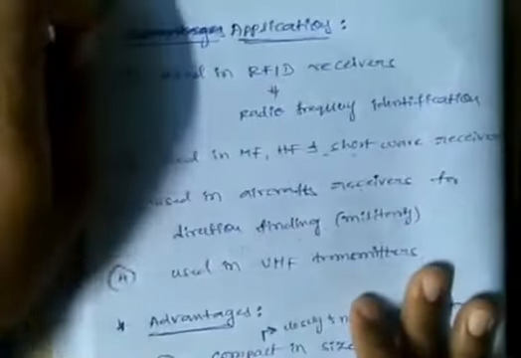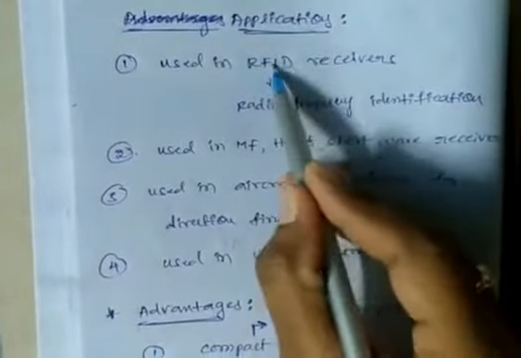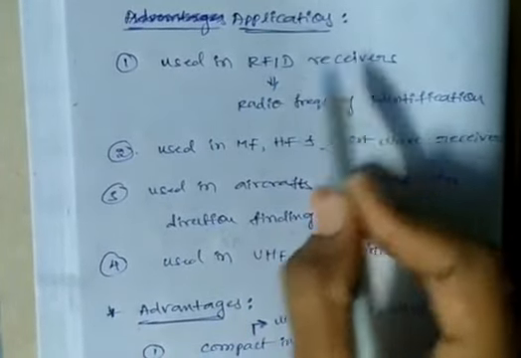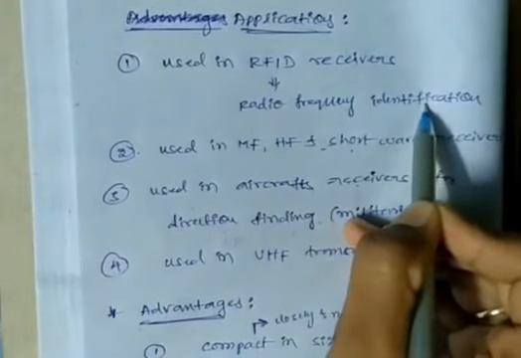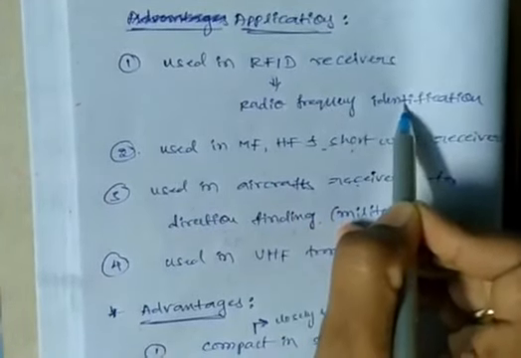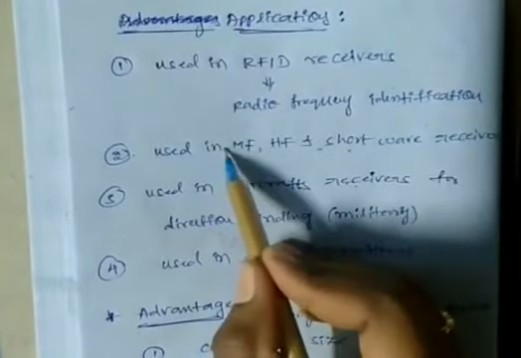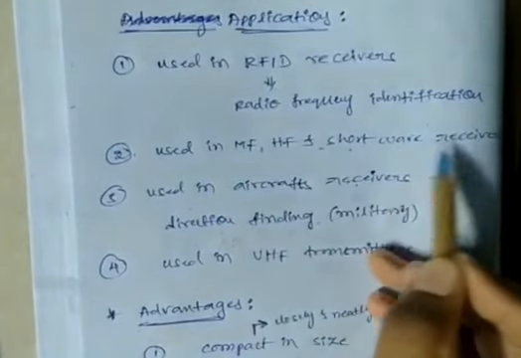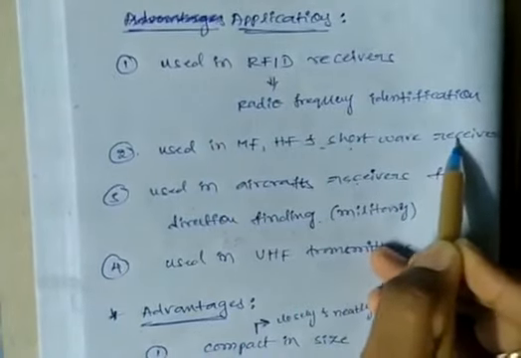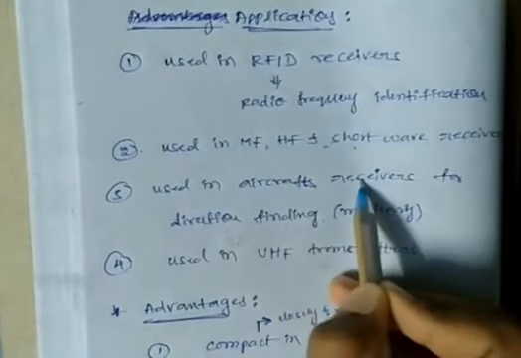Now here we are seeing the applications of the loop antennas. Generally we use the loop antennas in RFID receivers. Already we know RFID is nothing but radio frequency identification. For that purpose we use the loop antennas. And we use the loop antennas in medium frequency, high frequency and shortwave receivers also. And here we use the loop antennas in aircraft receivers.